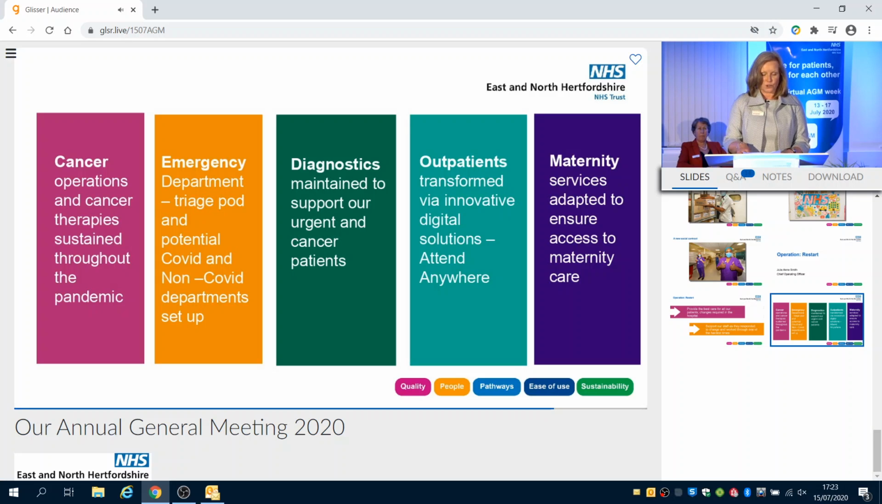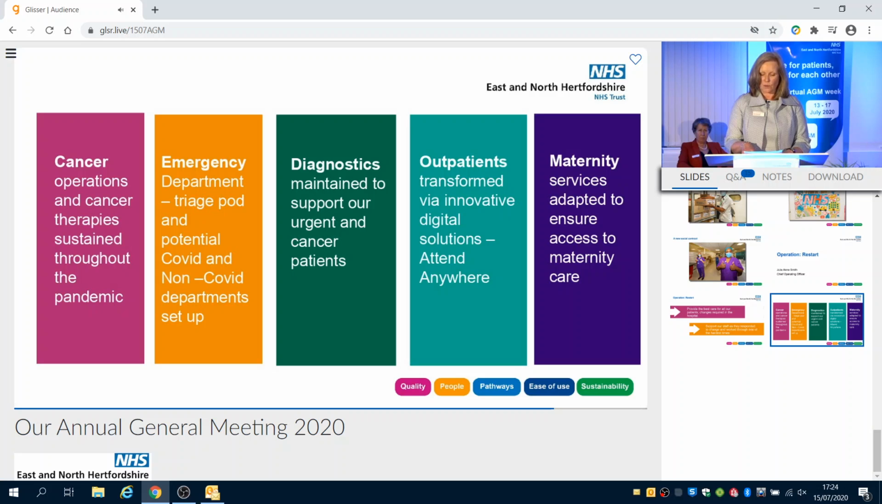Our services didn't all stop, so restarting was not from a standing start. Eastern North Herts was one of the few trusts to continue to provide cancer services, both here at the Lister and through the independent sector as NHS facilities. As we have seen from the performance section, our cancer performance was maintained at compliant levels, demonstrating great outcomes for our patients. As we've heard from Nick, the emergency department went through a tremendous change to provide triage facilities outside of the department, with streaming to COVID and non-COVID departments, prioritising patient care and the ability to isolate patients at all times.